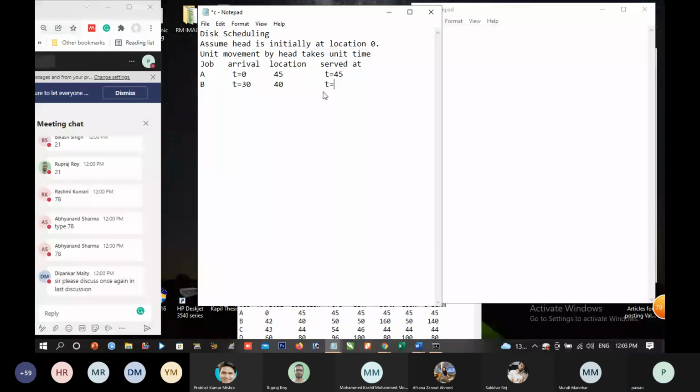Is it correct? Suppose there is job C, which arrives at time t equal to 32, and its location is 48. So currently we are at location 40. To move to location 48, we shall be taking time 8. So it will be 58.